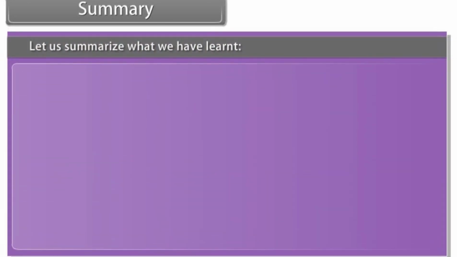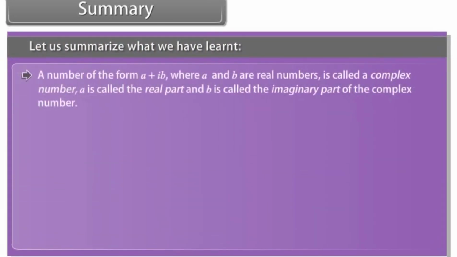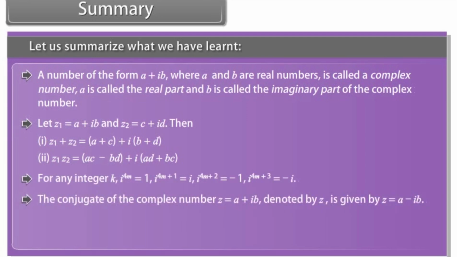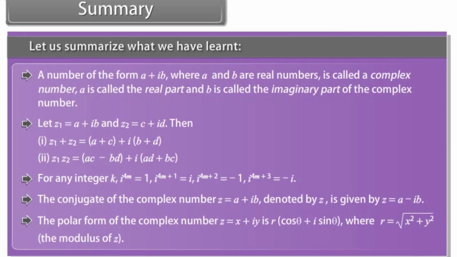Summary. Let us summarize what we have learned. A number of the form a plus b iota, where a and b are real numbers, is called a complex number. A is called the real part and b is called the imaginary part of the complex number. The conjugate of the complex number z is denoted by z bar. The polar form of the complex number is also given.